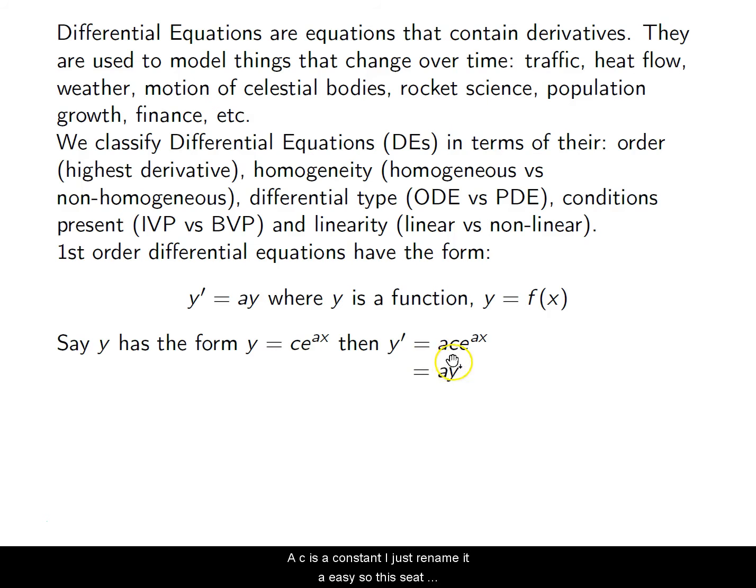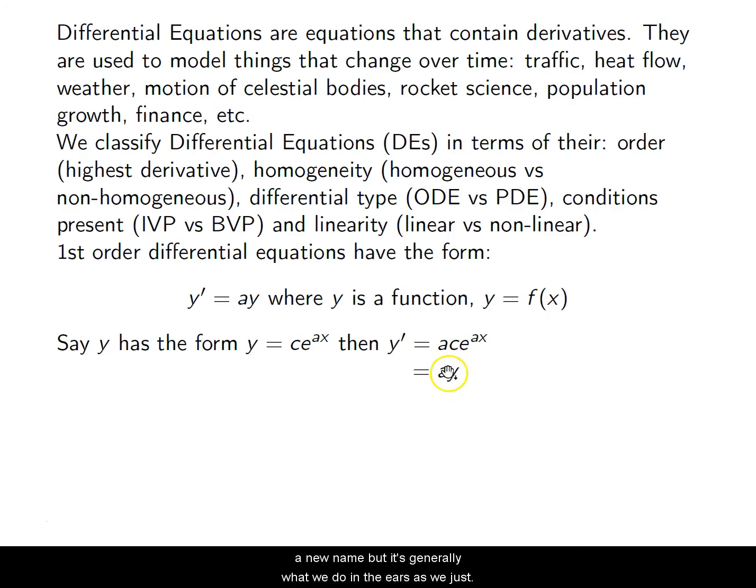Okay, ac is a constant. I'll just rename it a. It's easy. So this c is not going away. I'm just calling ac a new constant. I'm just going to call it a again. What is y? y is e to the ax, right?